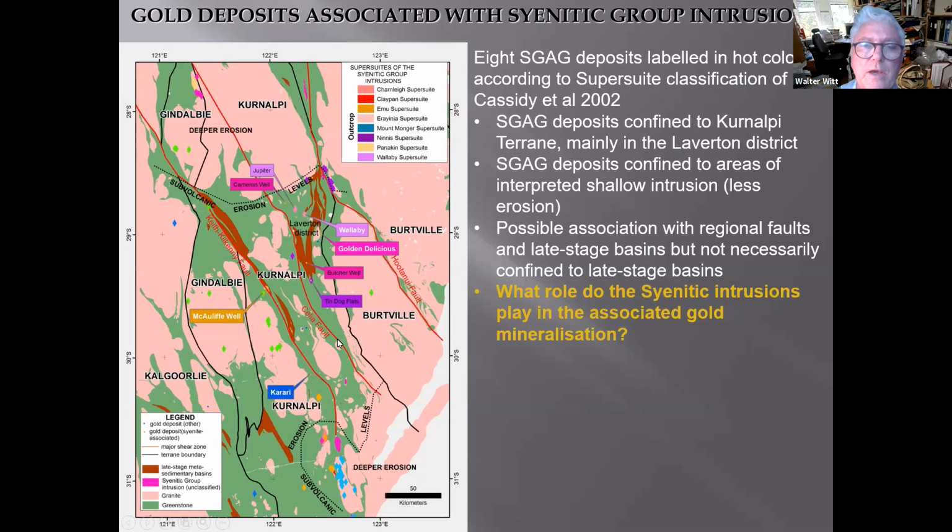The down-thrown Kurnalpi greenstone basin, by contrast, contains very small intrusions, and many of these are porphyritic high-level intrusions. There's a possible association between the intrusions and regional faults and late-stage basins, but the intrusions are not confined to the late-stage basins. And one of the major themes of this talk will be what role exactly the syenitic intrusions play in the formation of the gold deposits spatially associated with them.